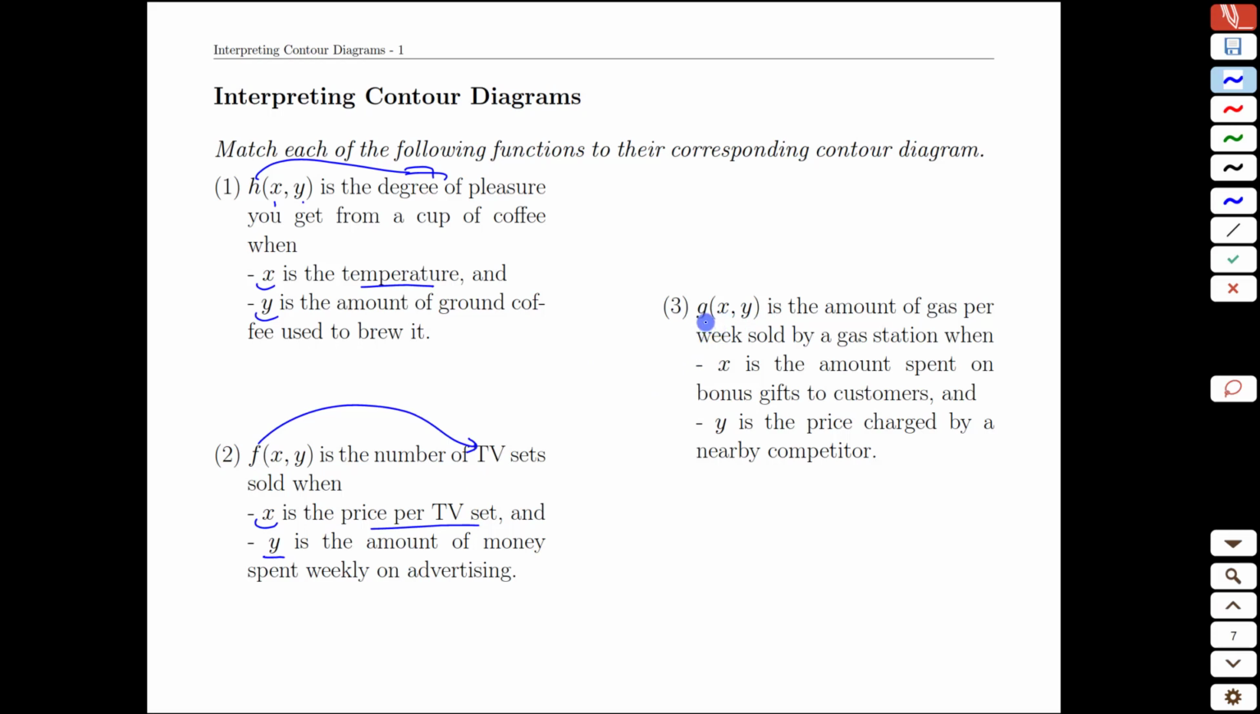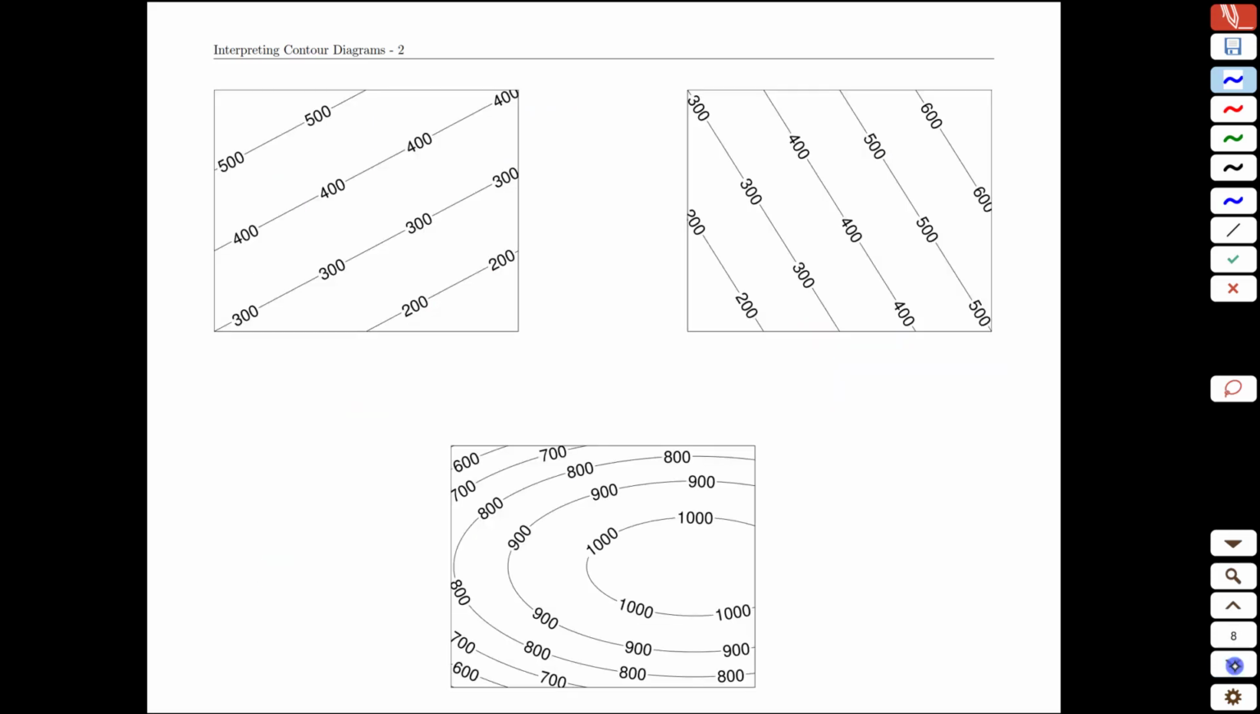Last but not least, our g of x y is going to be the amount of gas per week sold at a gas station, where x is the amount spent on bonus gifts to customers to incentivize purchases, and y is the price charged by a nearby competitor. Let's take a look at the pictures, and then we'll be able to compare.